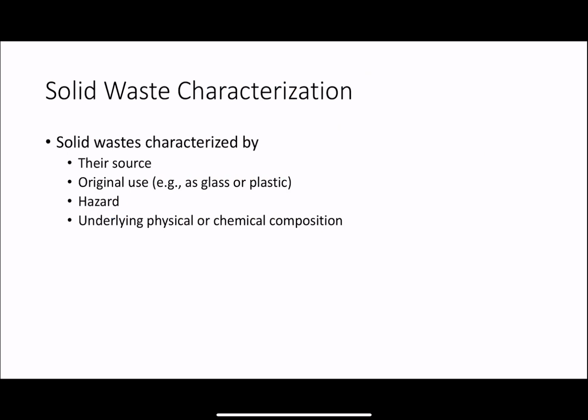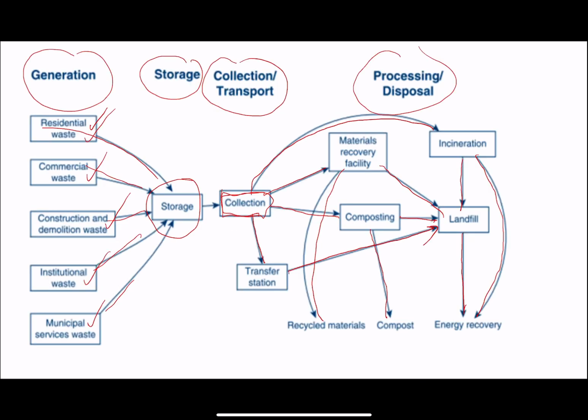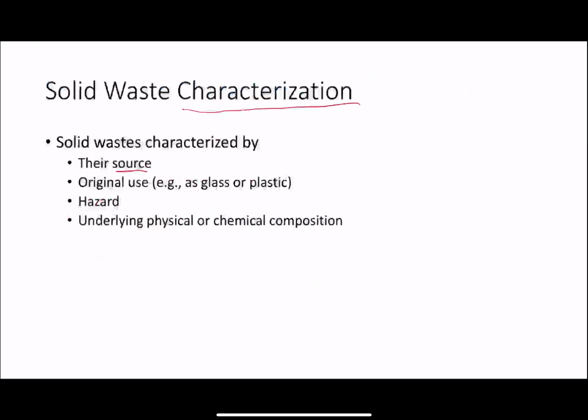When you study solid waste, you have to understand the characteristics of this solid waste. Solid waste is characterized by the following: by the source. Remember, we have all these sources: residential, commercial, construction and demolition waste, institutional, and municipal services waste. Or the original use: is it glass, plastic, is it hazardous or not hazardous, and the underlying physical or chemical composition. So the characteristics are based on the following 4 items.